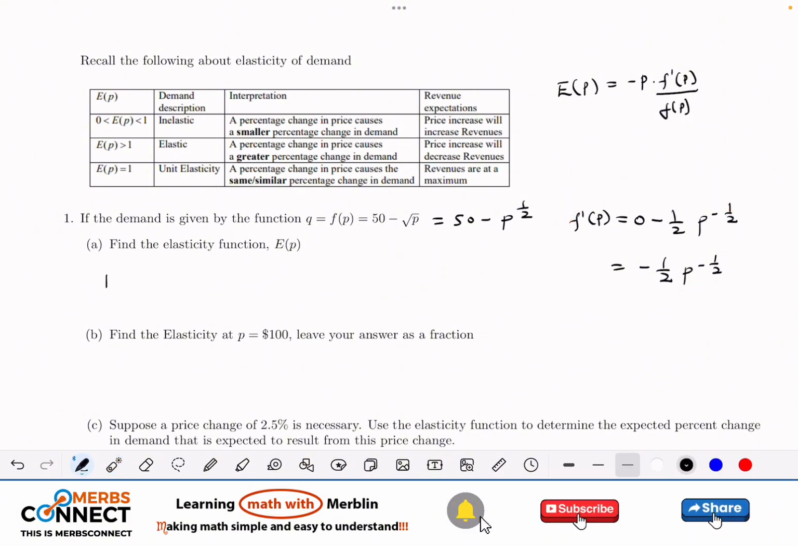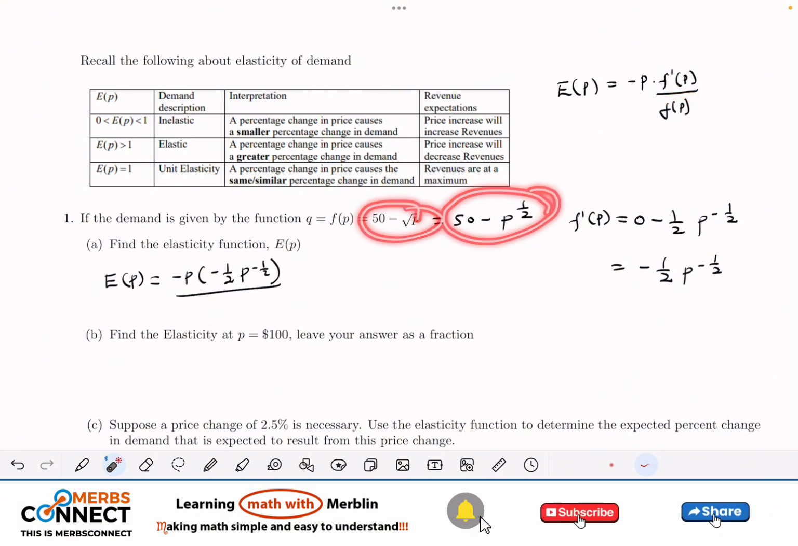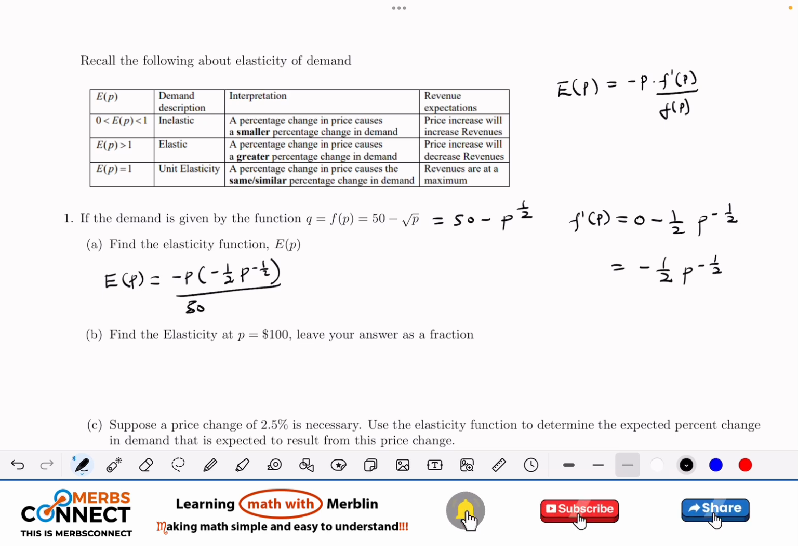So what will be our E of P? E of P is equal to minus P times f prime of P, which is this here. So minus 1 over 2, P^(-1/2), divided by f of P. f of P is this or that, any of them is right. So 50 minus root of P. So this is what I'm going to get.